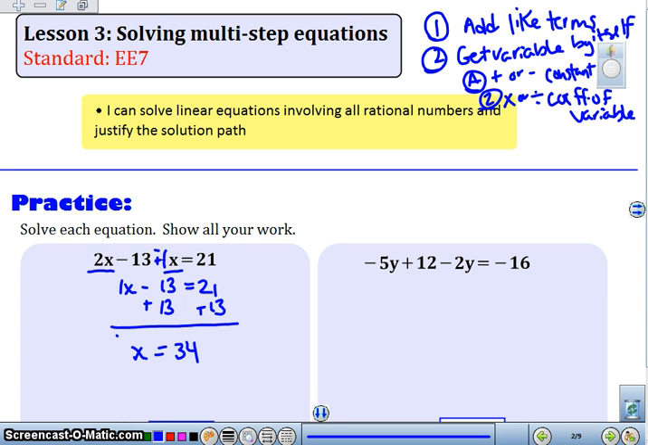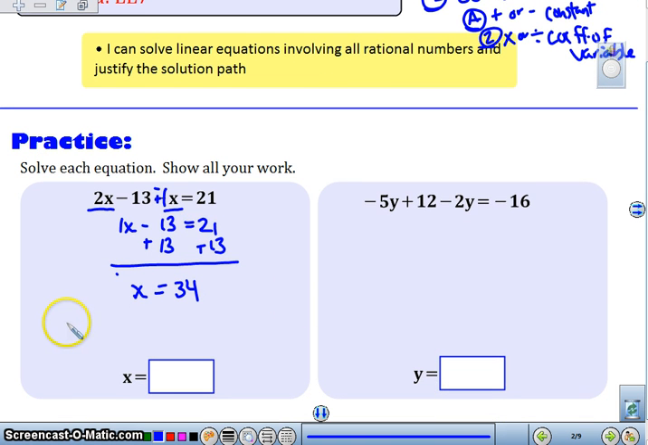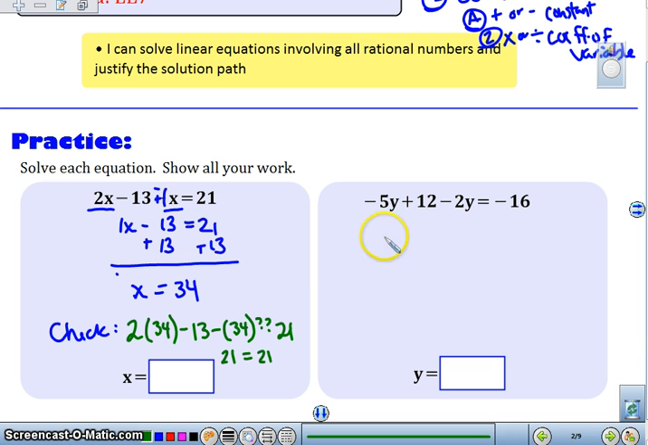What's the next thing I say we always have to do when we are looking at our equations? We need to do a check. As you do your check, you've got to plug it into the original equation. Remember, you're substituting: 2 times 34 minus 13 minus another 34. Plug it in your calculator, and the question is, does it equal 21? So please plug this in your calculator right now, and you should get that yes, 21 is equal to 21. If you're not doing the check, you need to make sure you start doing that.